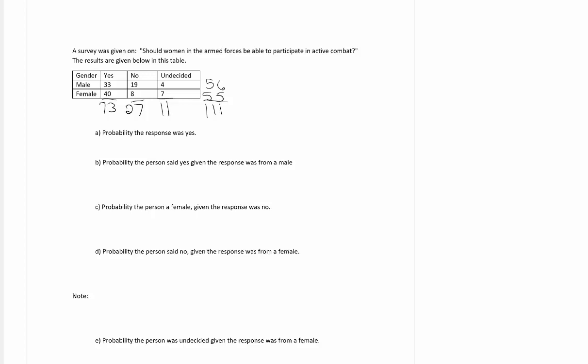Okay, part A, what's the probability that the response will be yes? Notice this is not a conditional probability. It's just something I could have asked earlier in this chapter. So the probability of yes, well, the total number of yeses is 73. The total number of respondents is 111. Keep in mind, when we do each one of these examples, we're going to select one person's response at random.